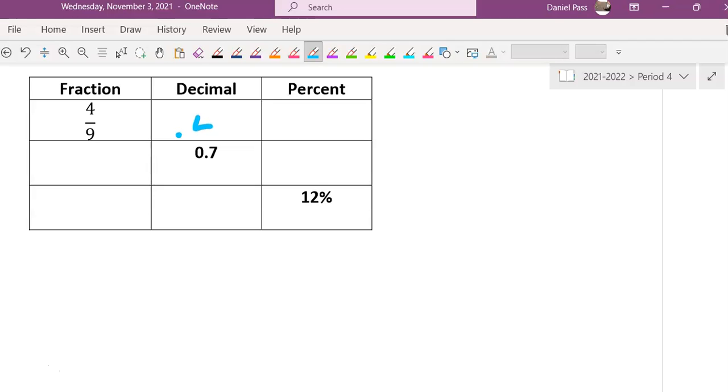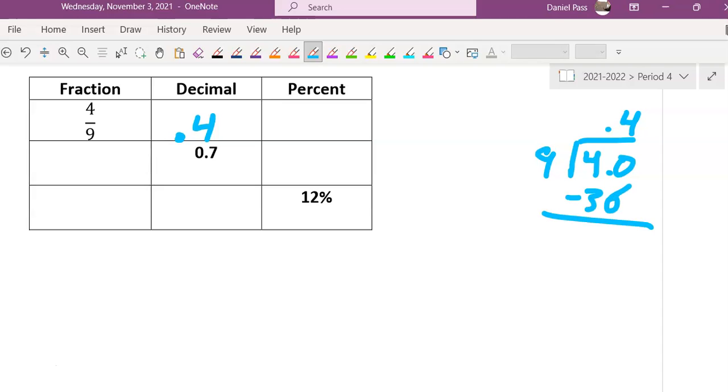0.4? Not exactly. We're missing something. Did it come out exactly 0.4? It was a little different. Anybody remember dividing by 9? What happened? How many times does 9 go into 40? 4 times. It's 36, right?